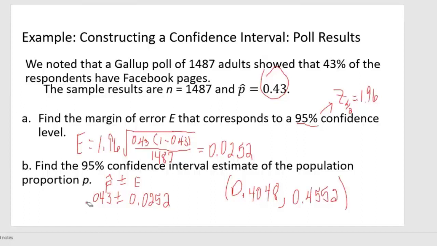I'm going to make that correction here. That's not where that went. It went 0.43 right there. So that's how I have found then my confidence interval.